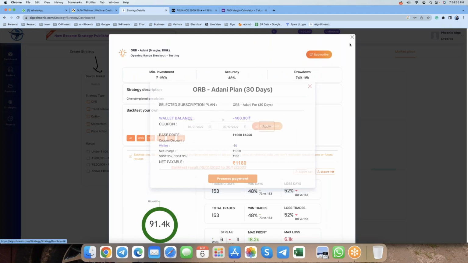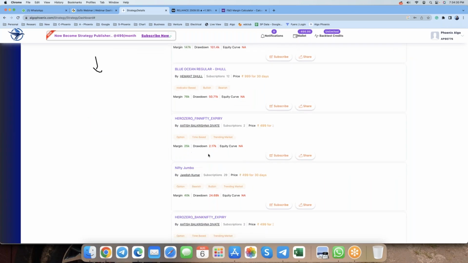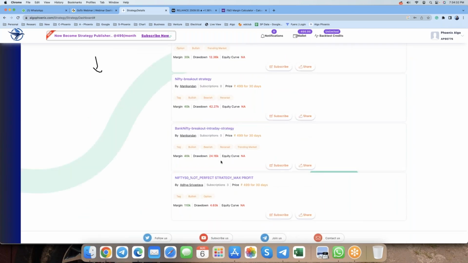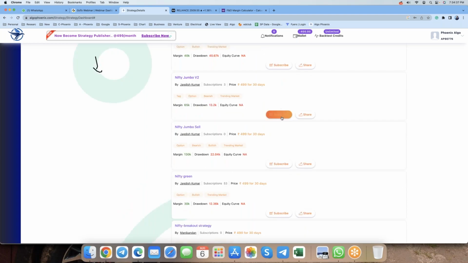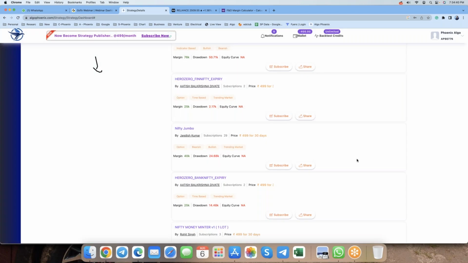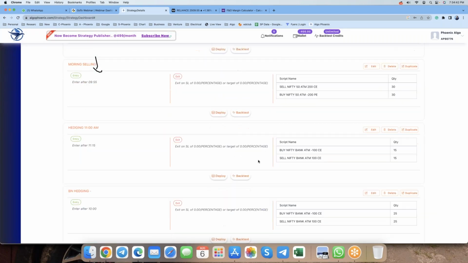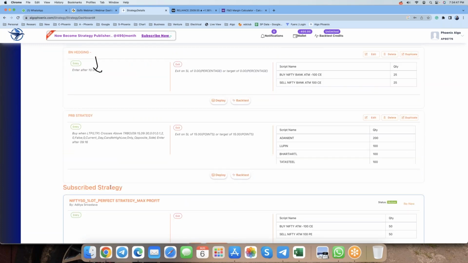Once they subscribe, for example, I have subscribed to this particular strategy. See, the strategy has been published. I have subscribed to this strategy, Nifty Jumbo Sell or Nifty Jumbo V2. I have already subscribed to it. So once you go and subscribe, it will sit in your My Strategy. On the bottom side, all the subscribed strategies would be available here.